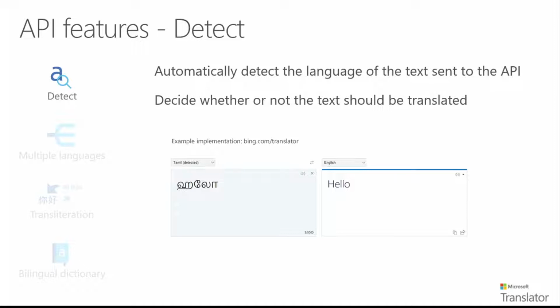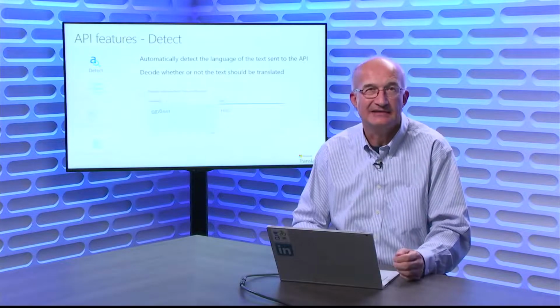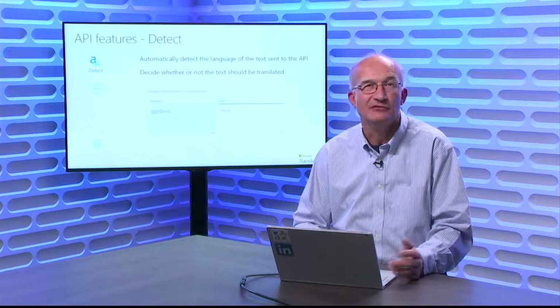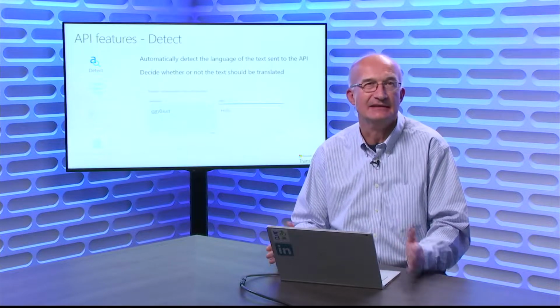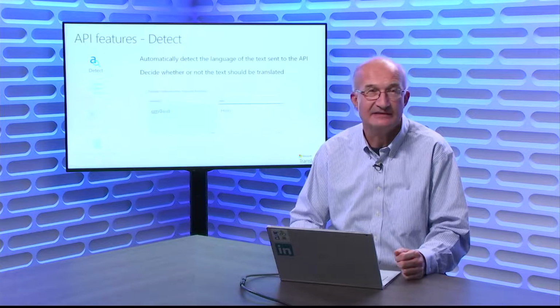There's a detect function. If you just want to know the language of the text that you want to process, you can do that. As I said, it's not necessary if you just want to translate, because you can detect and translate in a single request.